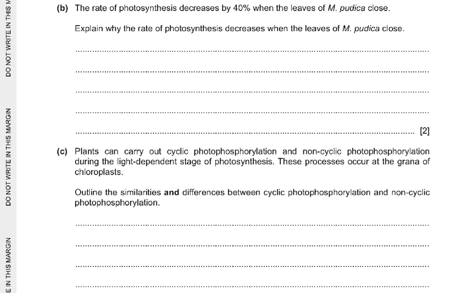Now coming to the B part of the question. The rate of photosynthesis decreases by 40% when the leaves of M. pudica close. Explain why the rate of photosynthesis decreases when the leaves become closed, like the diagram that I've shown you. Basically, there is less surface area of the leaf exposed, less light absorbed by the chloroplast. Fewer stomata are exposed, so less carbon dioxide will enter. If a leaf curls up like that, then the surface area exposed for light absorption is definitely decreased.